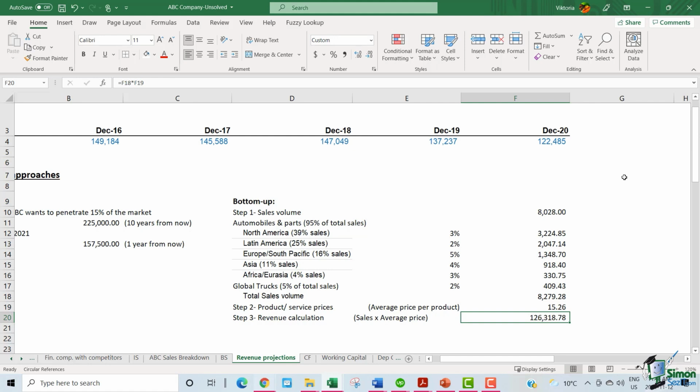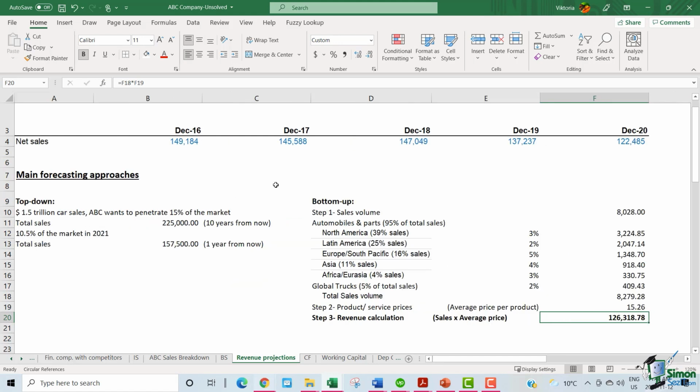Now let's calculate the revenue, which is simply sales times average price. So the revenue for 2021 is $126,318.78 million USD. The question now is, which approach is more appropriate?